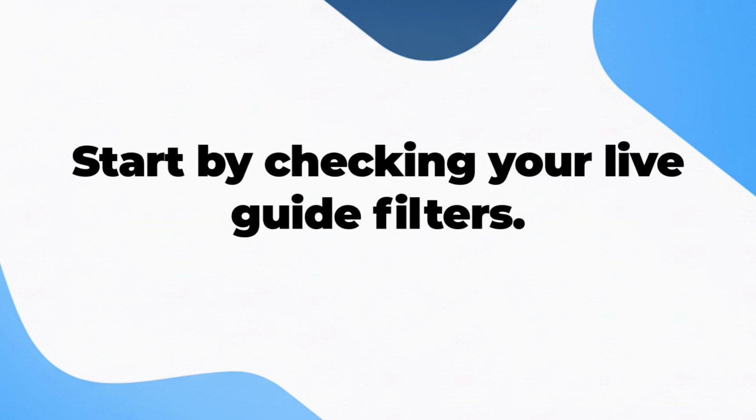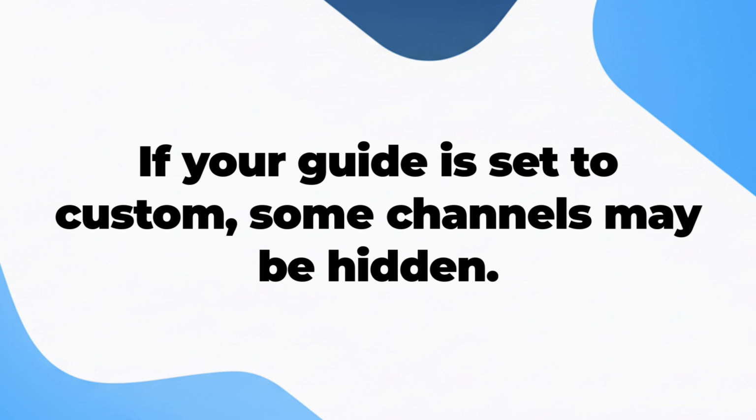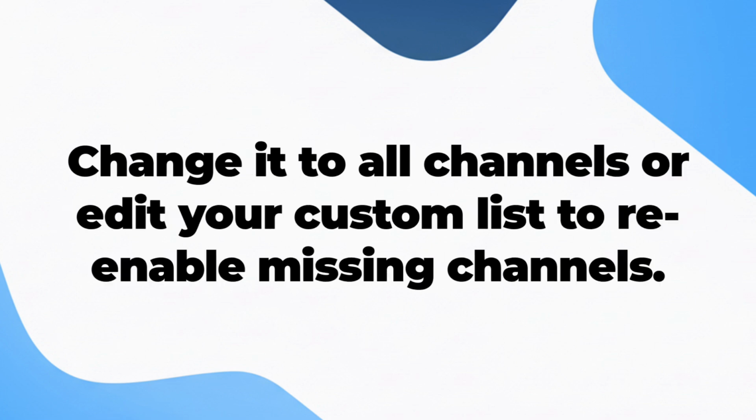Start by checking your Live Guide filters. Open the Live tab and look for the Sort or Custom option. If your guide is set to Custom, some channels may be hidden. Change it to All Channels or edit your custom list to re-enable missing channels.